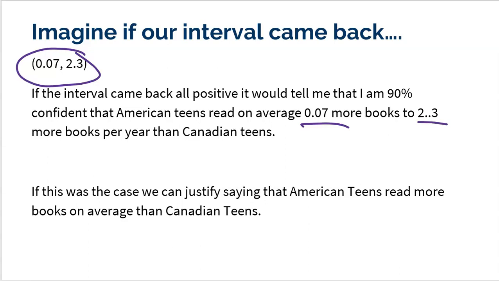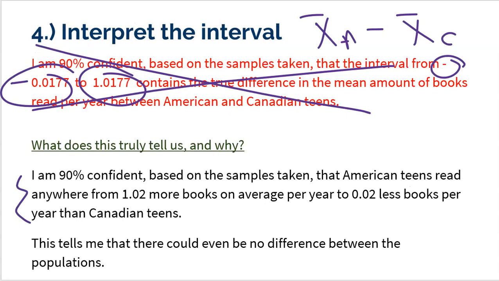So an all positive interval would tell me that the Americans are going to be more than the Canadians. If it was all negative, then that would tell me the Canadians are more than the Americans. But what actually happened was I got a negative and a positive, which tells me that the Americans could be higher, the Canadians could be higher, or there could even be no difference. All right, so let's take a breath. Hopefully that was fine and pretty easy, and let's look at one more example.